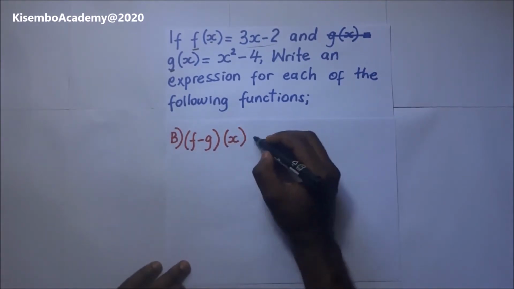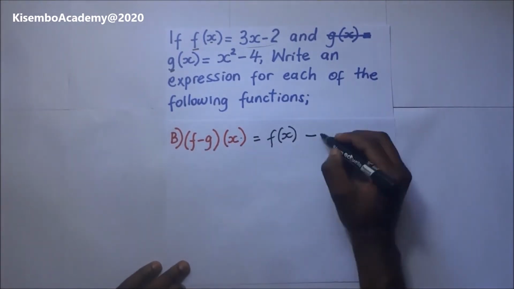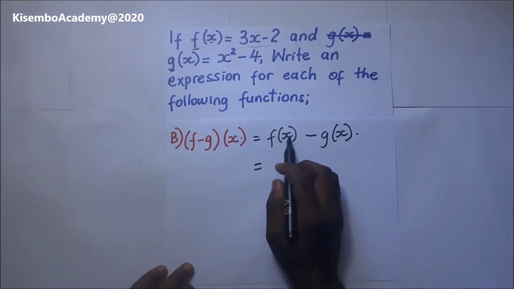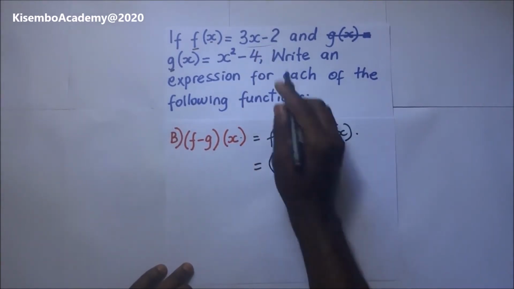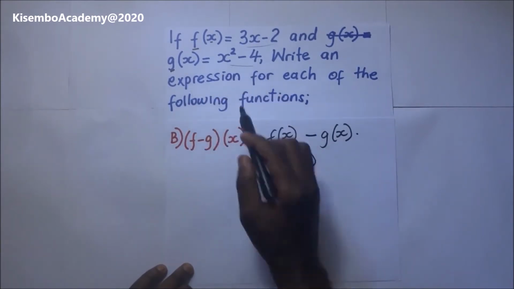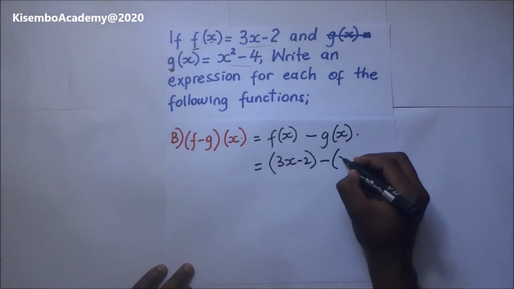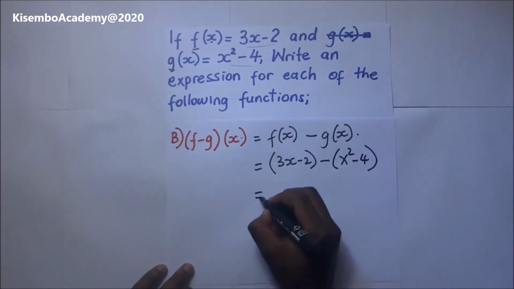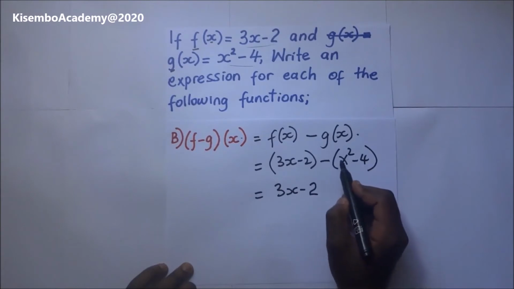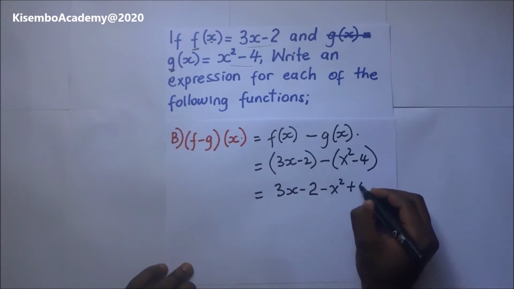Of course, f minus g of x is the same as saying f of x minus g of x. Definitely this is going to end up being f of x, in this case 3x minus 2, minus g of x. Our g of x is x squared minus 4. This is going to end up being 3x minus 2. Then we open brackets. -1 times x squared is going to give us -x squared. Then we have -1 times -4 gives us +4.